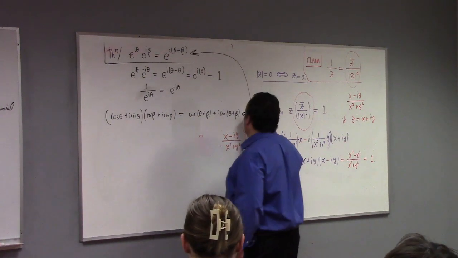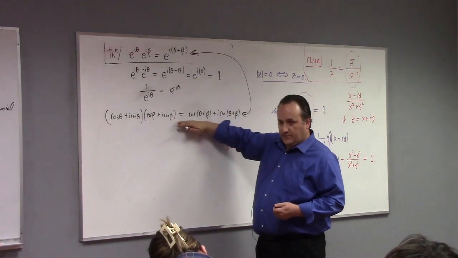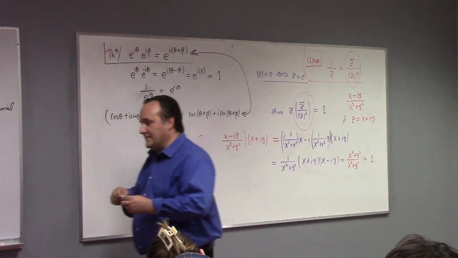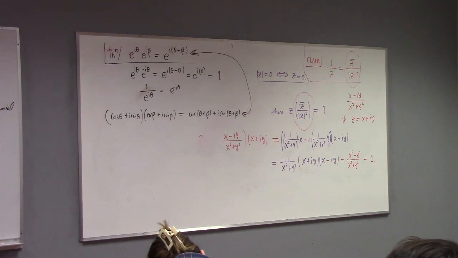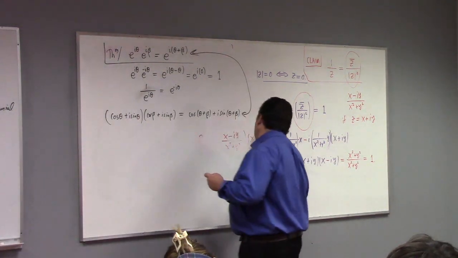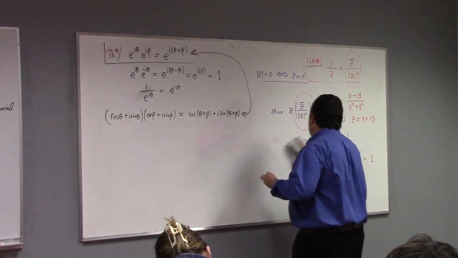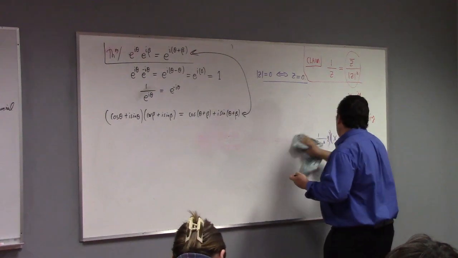That is interchangeable with this. My claim is that this is true because on the left-hand side, if you multiply it out, what you get is cosine theta cosine beta minus sine theta sine beta, but that's exactly the cosine of theta plus beta. And for the imaginary part, you get sine theta times cosine beta plus cosine beta times sine theta. And that's sine of theta plus beta, which is the adding angles formula for sine and for cosine.